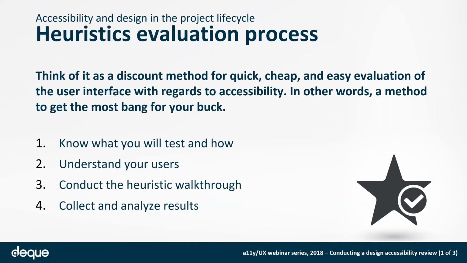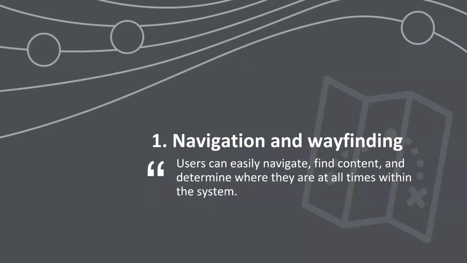So basically, defining who will be testing and how they will be testing is the first part. That's what we're going to be looking into. Understanding your users. So to us, that's using those personas with different lenses on them to see what the issues might be when it comes to a different type of disability, then walking through the heuristics evaluation itself, and then collecting and analyzing the results in order to be able to go back to your work and improve based on the findings that you've uncovered through that process. So with that said, I'm going to move everything over to Aparna so she can talk to us about navigation and wayfinding as our first heuristic.